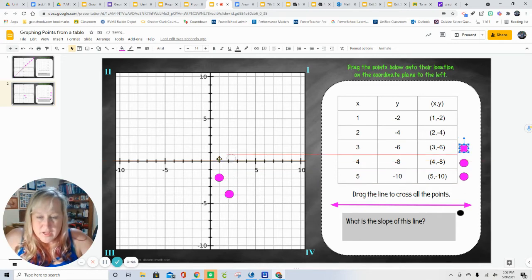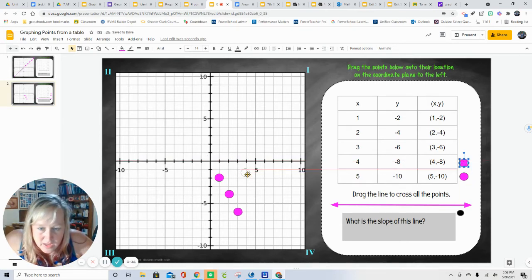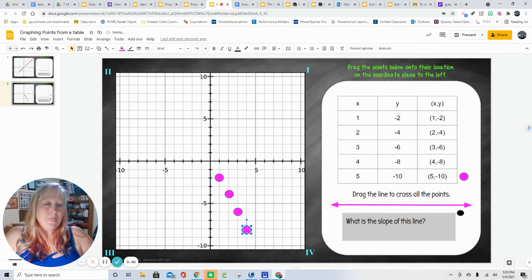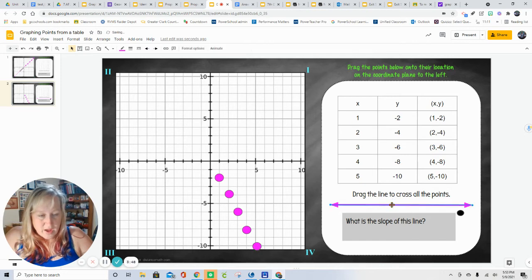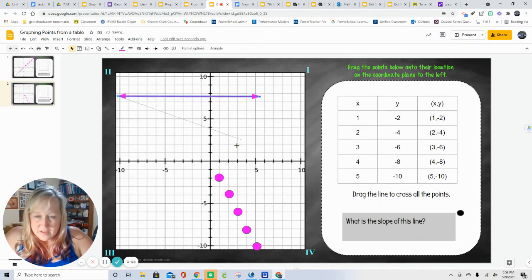Perfect. 3, -6. So 1, 2, 3, down 6. Perfect. 4 along the x and down 8, -8. It's right there. And then 5, -10. So 5 all the way down. I'm going to drag this line to cross all the points. Try to angle it as best as I can.